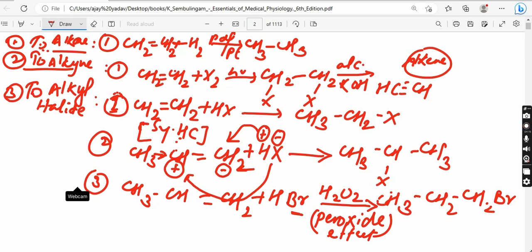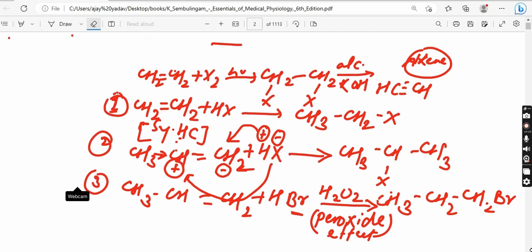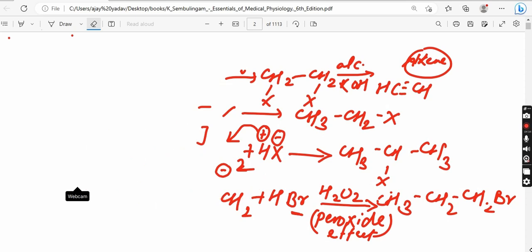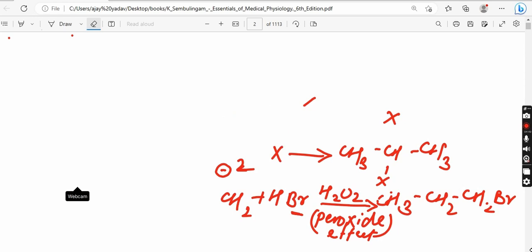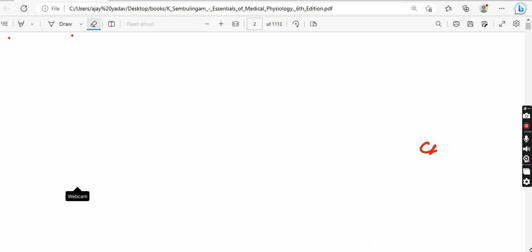So now, okay, in next slide we will be preparing how to prepare the alcohol from the alkene, right? So let me remove all this stuff from here so that we can read further. Okay, look here. So preparation of alcohol, right?